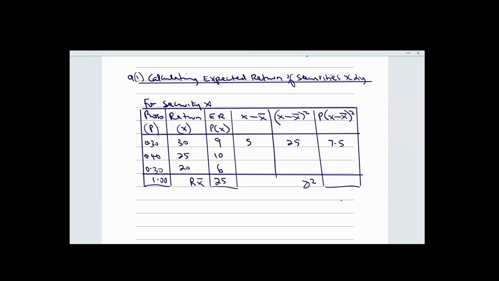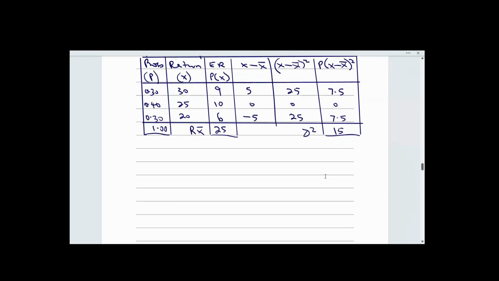Then 25 minus 25 will give us 0. 20 minus 25 will give us minus 5. Minus 5 squared will give us 25. 25 multiplied by probability of 0.3, we have 7.5. So variance of security X is 15.